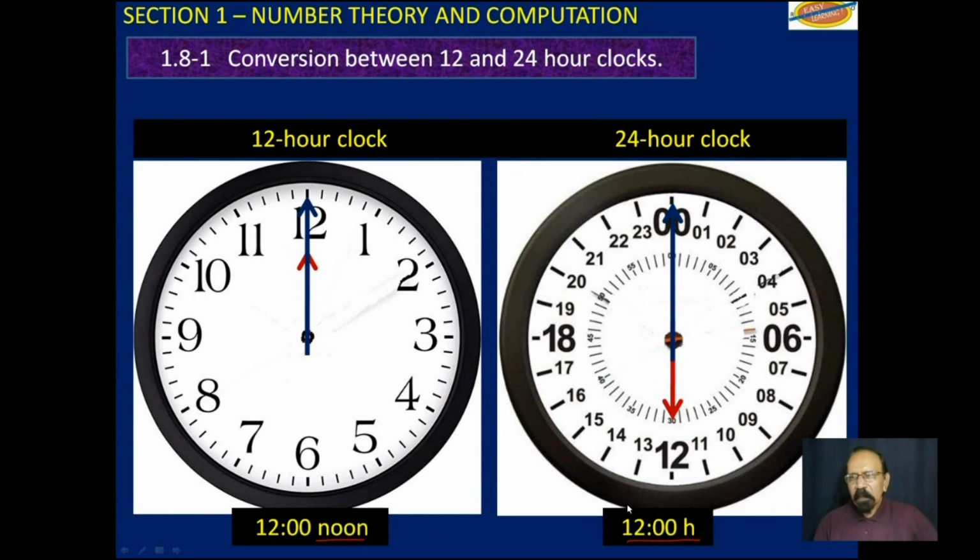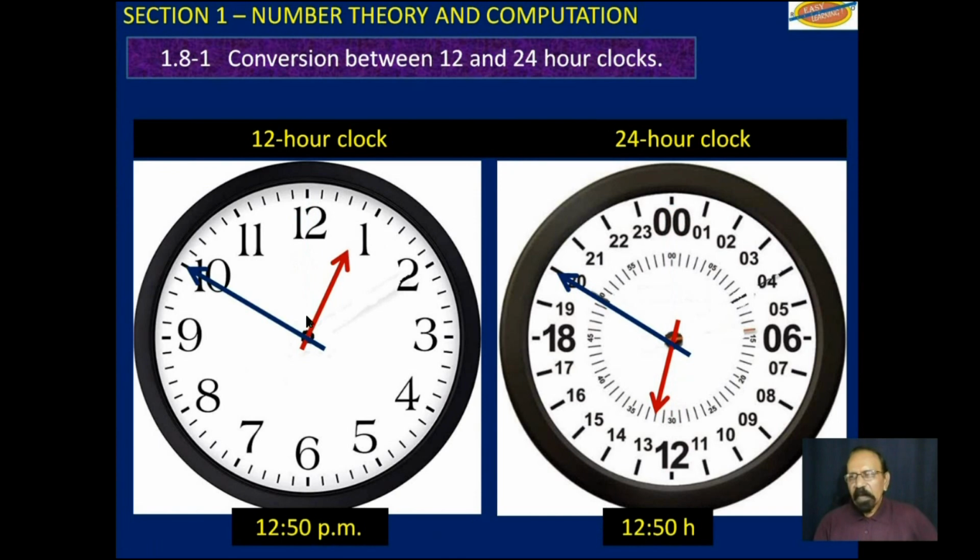As we pass the midday hour somewhat, say 12:50 p.m., that's 10 minutes to 1, on the 12-hour clock here. On this clock, you can see that it is 10 minutes to this 13 here, but we haven't reached that 13 yet. So we are still saying 12:50 hours.